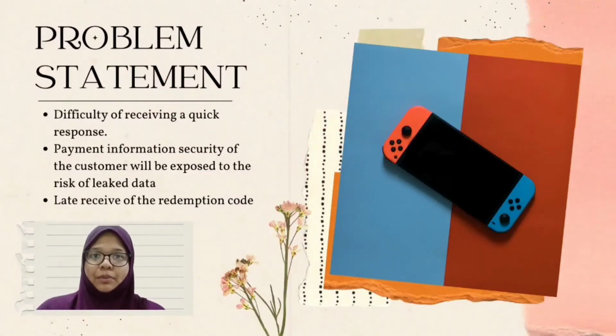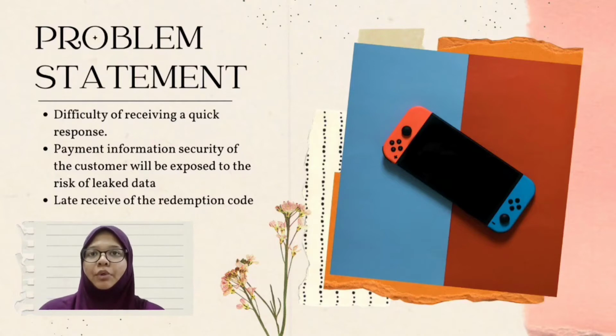There are several problems faced by Nintendo. The first problem is the difficulty of receiving a quick response by the company after the registration is done by the customer. The company may be having network problems to respond to all the applications made by customers. This is because Nintendo is getting requests from worldwide, and it may be difficult for the workers to give quick responses to the customers. Therefore, some customers will give up on registering since it takes time.